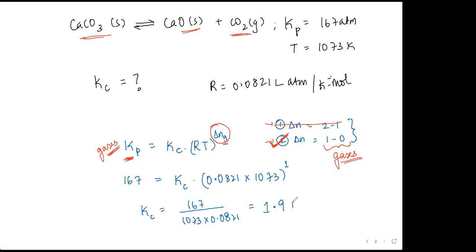Kc is in terms of concentration, so it would be moles per liter, 1.9 M. So this is the answer you're supposed to get.